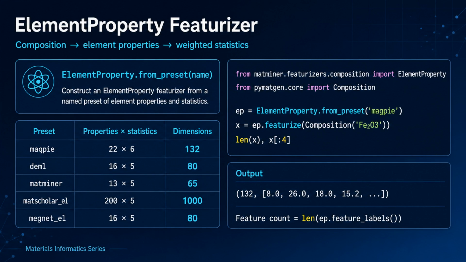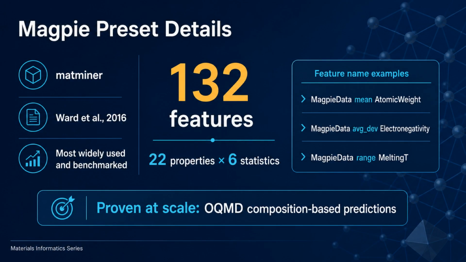The From Preset method provides access to multiple elemental property databases. Available presets include MagPy, Deml, Mapminer, Matcholr-L, and Magnet-L. Each preset has different strengths and feature counts, ranging from around 100 to over 100 features. The MagPy preset, developed by Ward in 2016, is the most widely used and benchmarked.